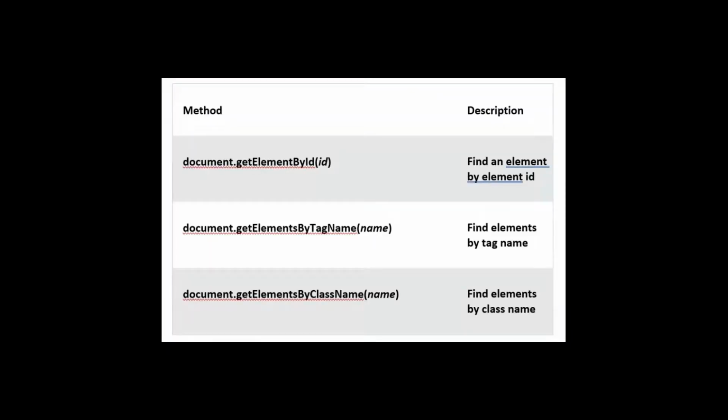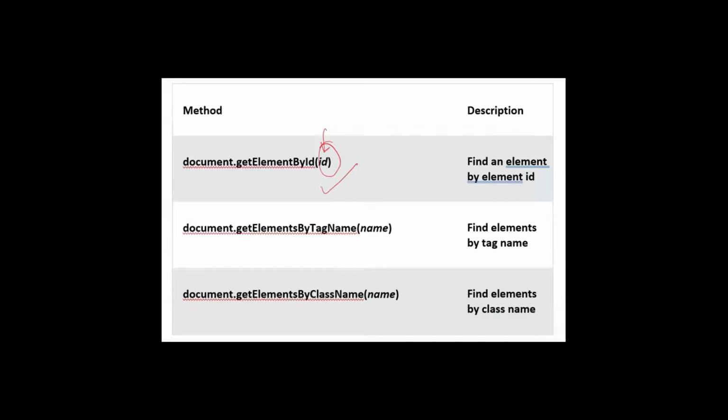These are all the methods that you can use to manipulate the elements. The first method is document.getElementById, wherein you just need to provide the ID. In the previous example I said id equal to d1 and all that, so I can give the ID over here. It finds an element by element ID.